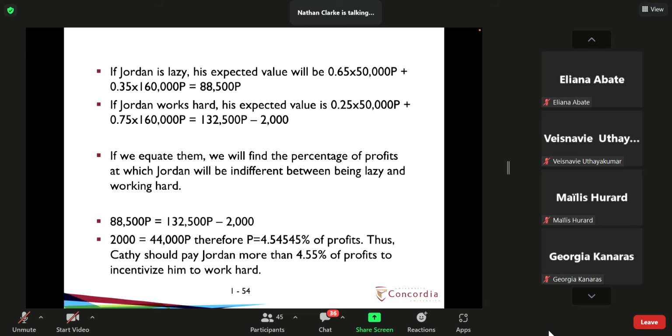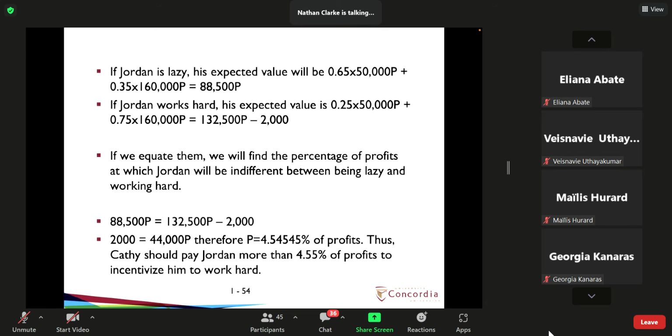But then you'll notice that I tacked on minus 2,000. The reason why I tacked it on is because they perceive a personal cost of 2,000 for working hard, right? So now we have our lazy and our hard equation. Now we need to make them equal each other. And once we make them equal each other, we'll find the percentage of profits that makes them indifferent between the two, right? So 88,500 equals 132,500 minus 2,000.